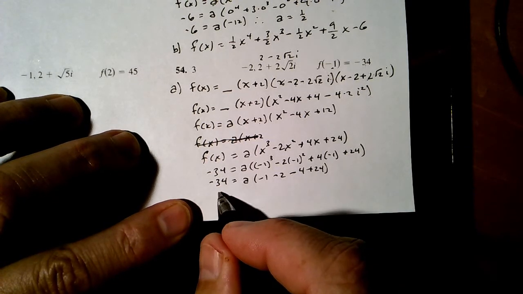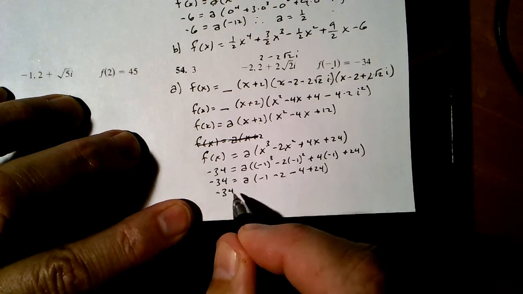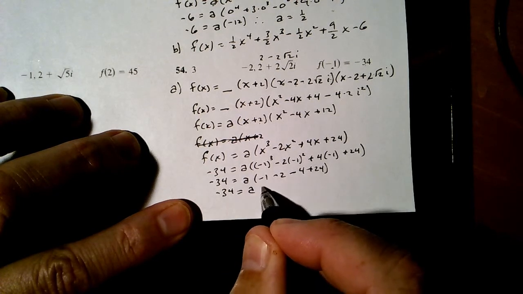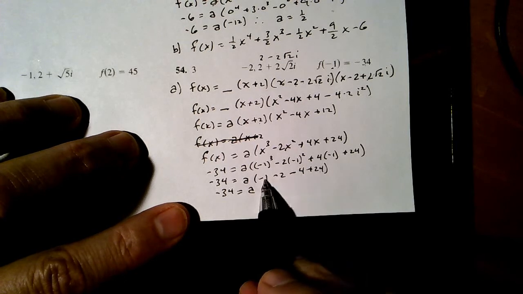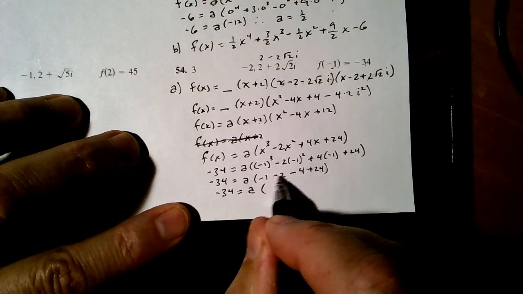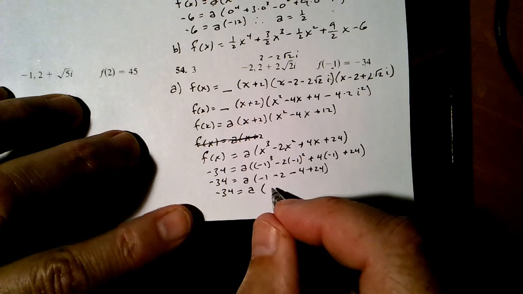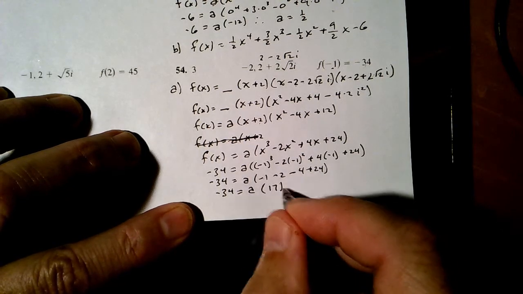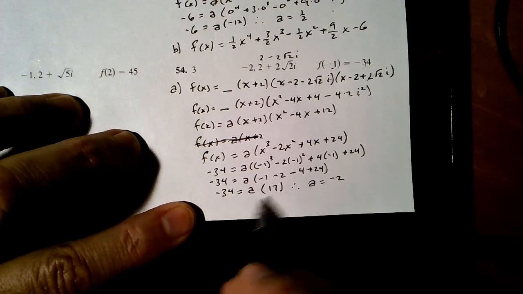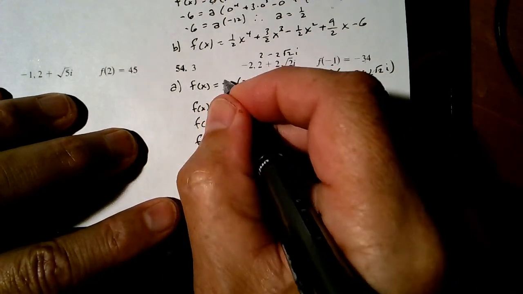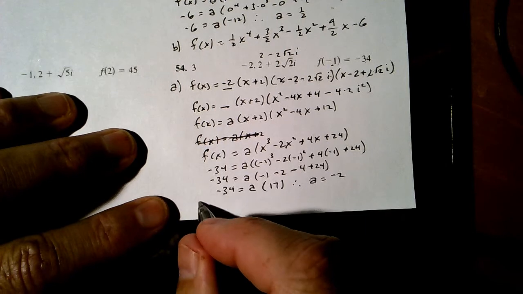plus 24. So negative 34 equals a times, let's see, 24 minus 7. Negative 1, negative 2, negative 3, negative 7. 24 minus 7, 17. Therefore, a is negative 2 when we divide by 17. So negative 2, there's my a answer.